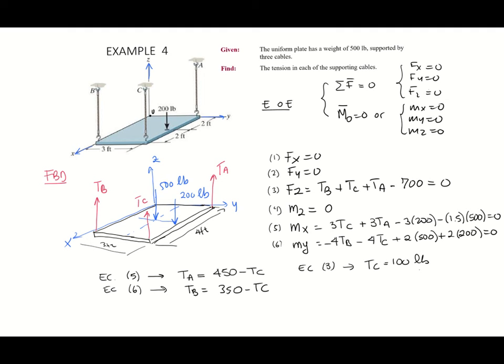Then with those two, we can use equation 3, and we find TC, which equals 100 pounds. And then we can substitute in the other two equations, and then we have TA, which is 350, and TB, which is 250. And those are the results for this problem.